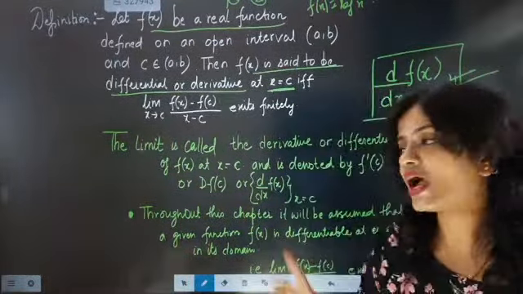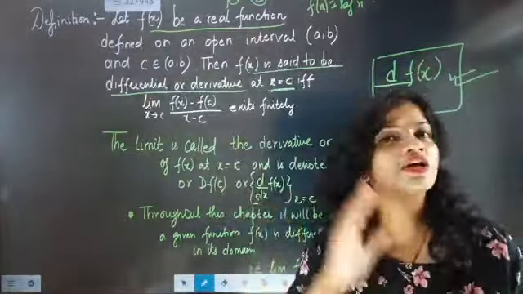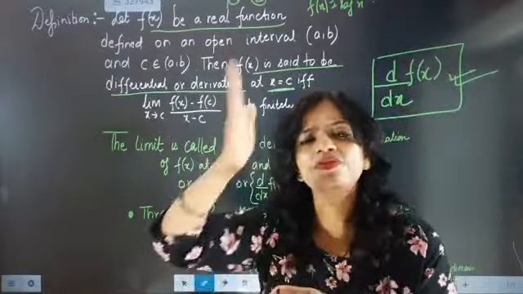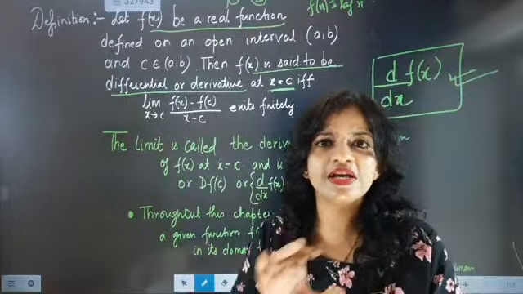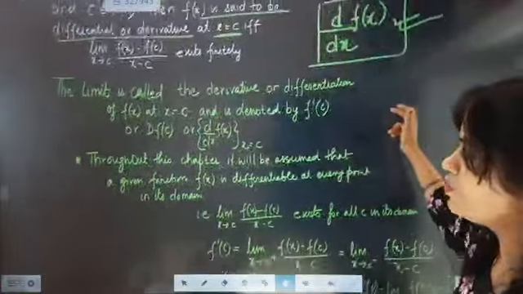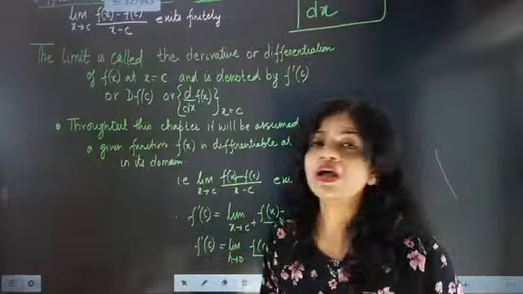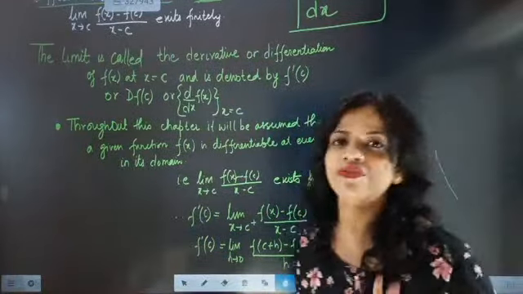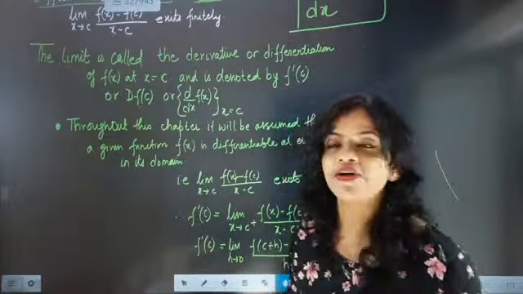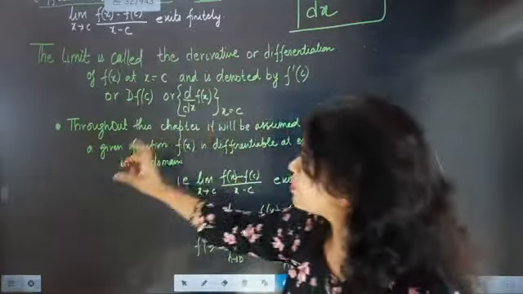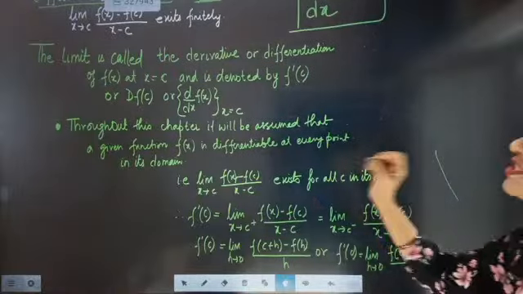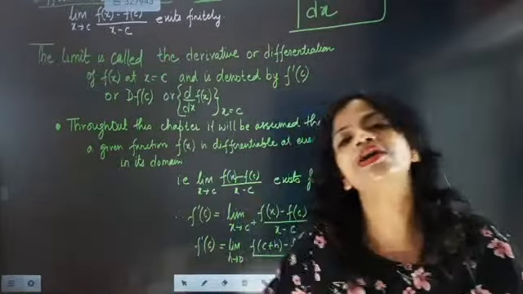But here the definition was about the left hand derivative and right hand derivative, meaning center, left, right. It has to exist at the three points. But for this chapter, they have already told us the function exists everywhere. Not at one particular point, the function exists everywhere. You see here, they told that throughout this chapter, we are going to assume that the function is differentiable at every point in its domain.